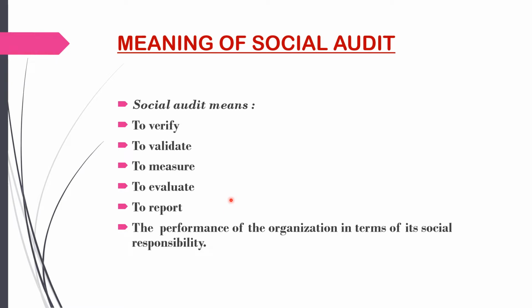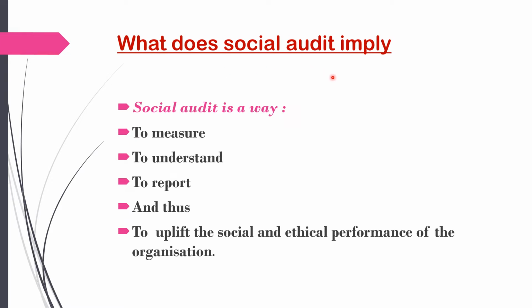I claim that, me being an organization, I have done so and so for my neighboring village which is in a poor condition. Have I really done something for that village, or have I just shown it in my books? So this is the basic aim of social audit: to verify, to measure, to validate, to evaluate, and to report whether I, being an organization, have done something for my society, for my social responsibility. So all these terms are collected and put up into a report, which I claim to be my social audit. Now, what does a social audit imply?